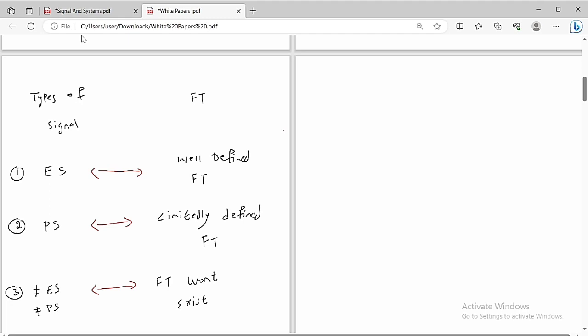This table you always have to keep in your mind. Therefore, if a given signal is an energy signal, then we have a well-defined Fourier transform. If a given signal is a power signal, then we have a limitedly defined Fourier transform. If a given signal is neither an energy signal nor a power signal, then the Fourier transform won't exist. This point you have to keep in your mind.